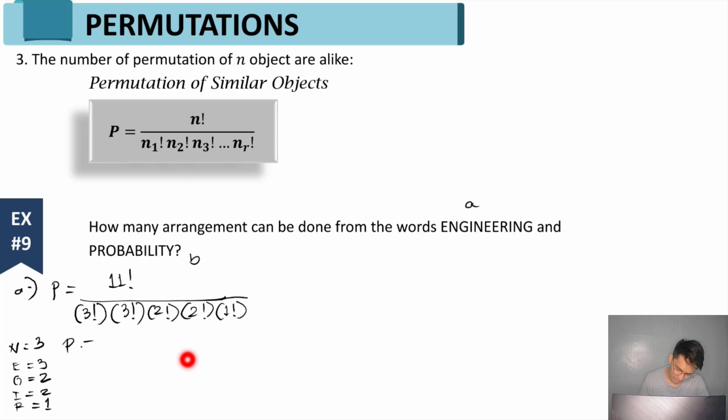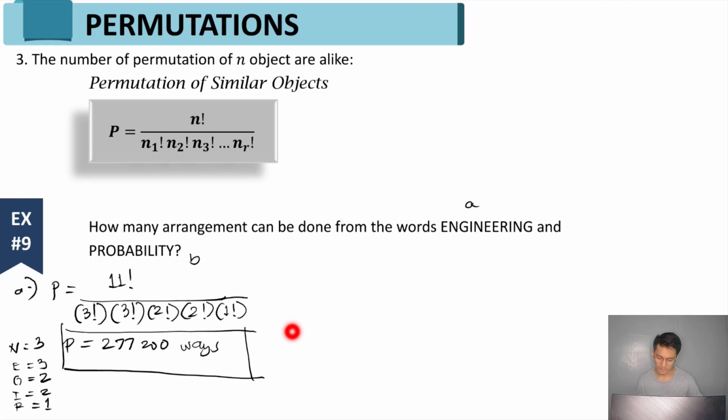So, permutation is equal to 277,200 ways or arrangements. So, ayan. Yung 277,200 ways na yan, ay yung arrangement na pwede natin magawa from the word engineering. And next, for letter B, sa probability naman, ganun lang ulit ang gagawin natin.